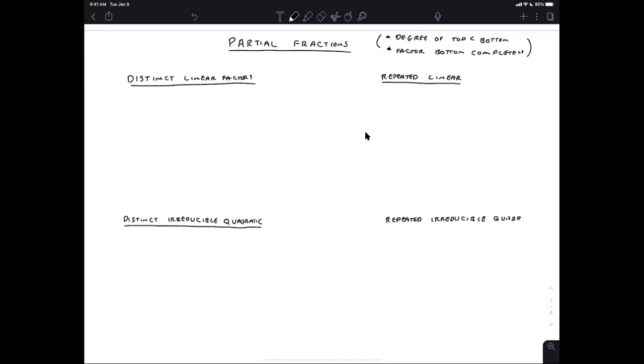We won't actually do integrals of all of them, but we'll do everything except repeated irreducible quadratic. We'll talk about how that works, but not do actual integrals involving them.